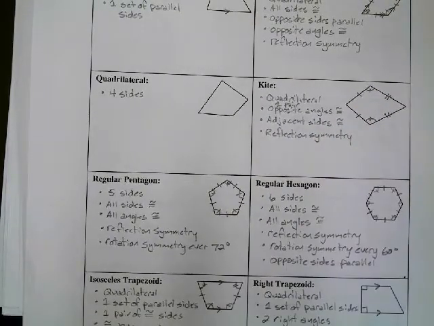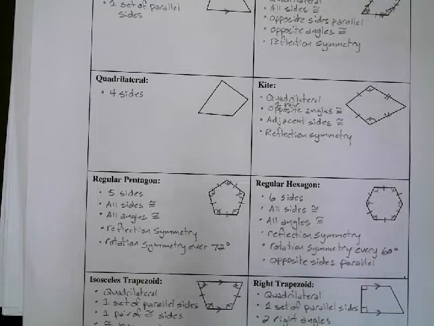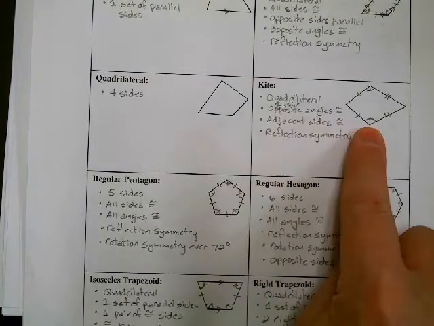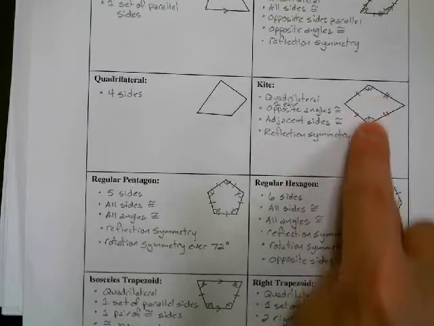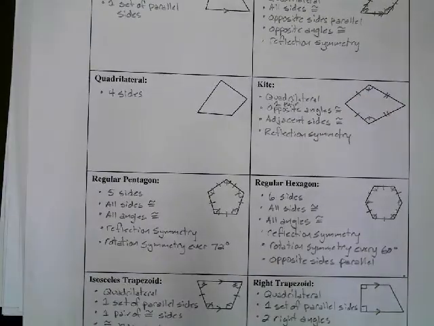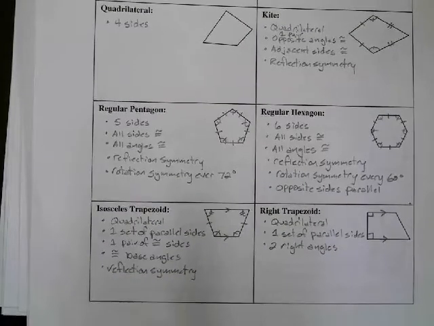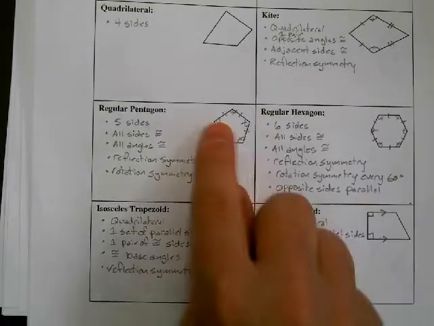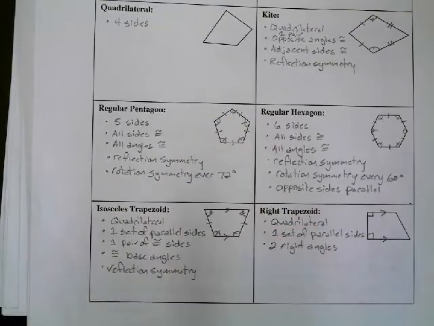Nothing is parallel here, and we do end up having two angles that are congruent to each other. So the angles between the one tick mark and two tick mark, one tick mark and two tick mark, those two angles end up being the same. Regular pentagon. Remember, regular means all the sides are the same, all the angles are the same. So here we can see all these sides are the same, and all of these angles have tick marks on them. Regular hexagon.